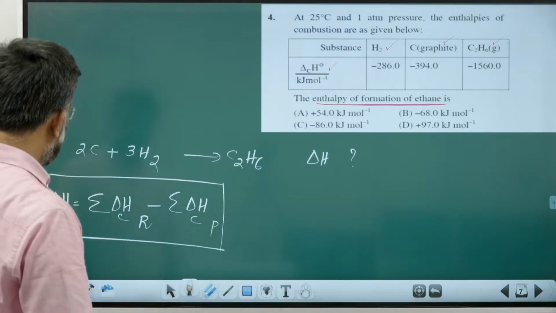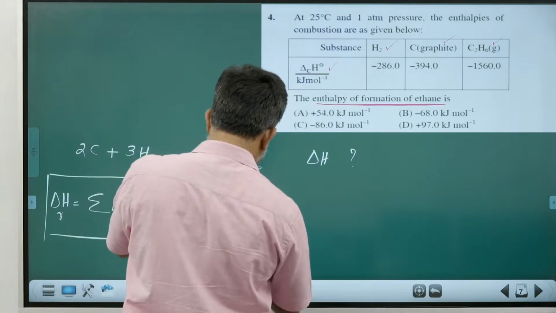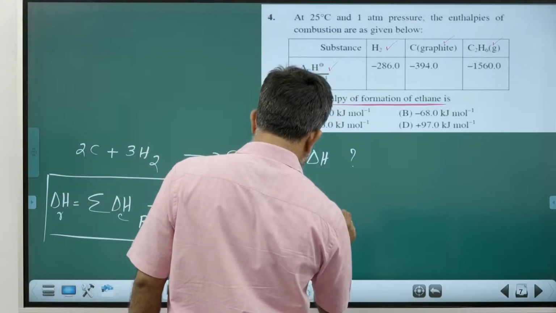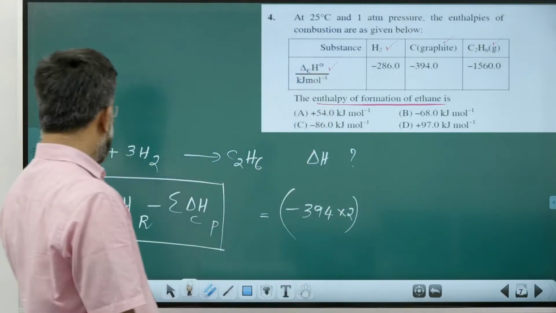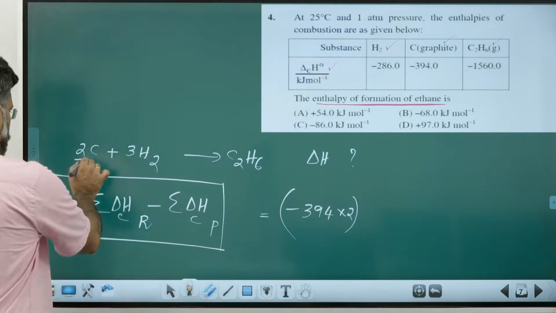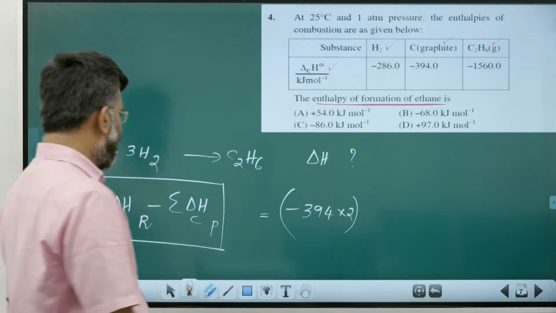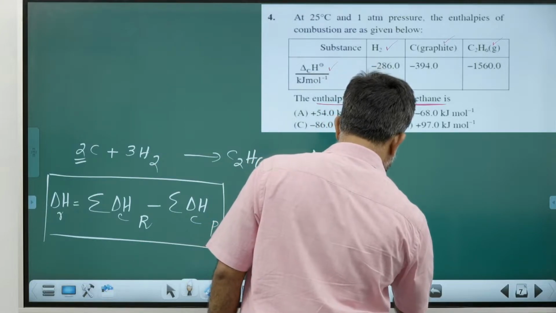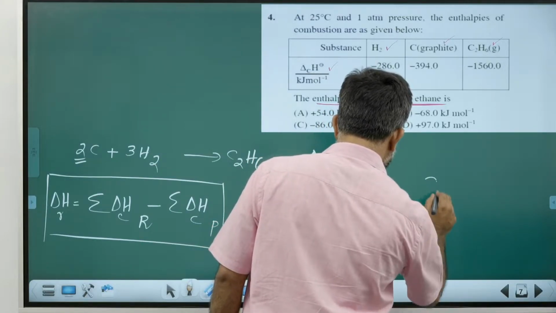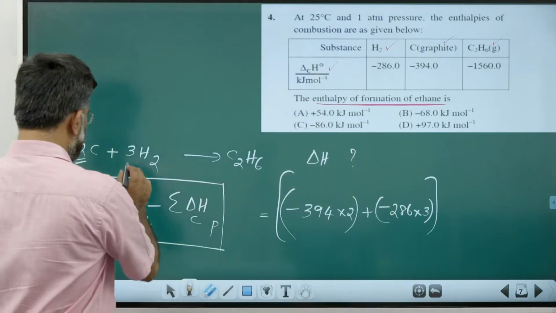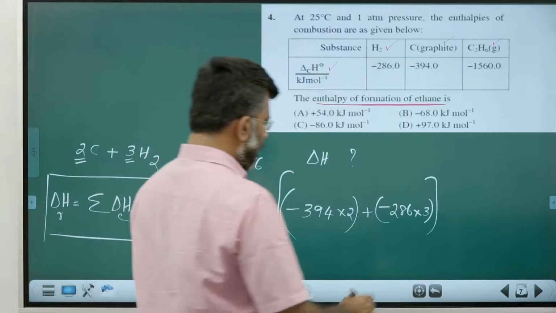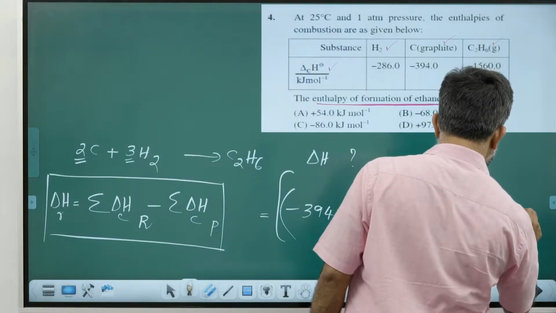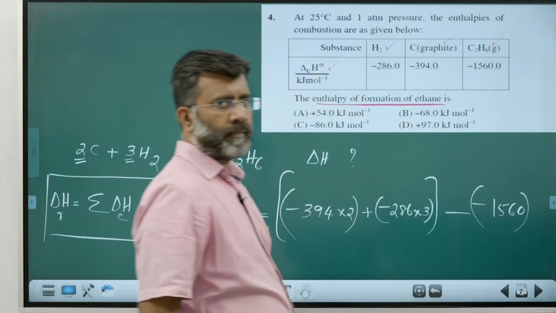So what is the enthalpy of combustion of the reactants? That of carbon. How much? Carbon is minus 394, minus 394 into 2, for 2 moles of carbon. Plus hydrogen, minus 286 into 3, as there are 3 hydrogen. Minus that of ethane, minus 1560. Is that clear?